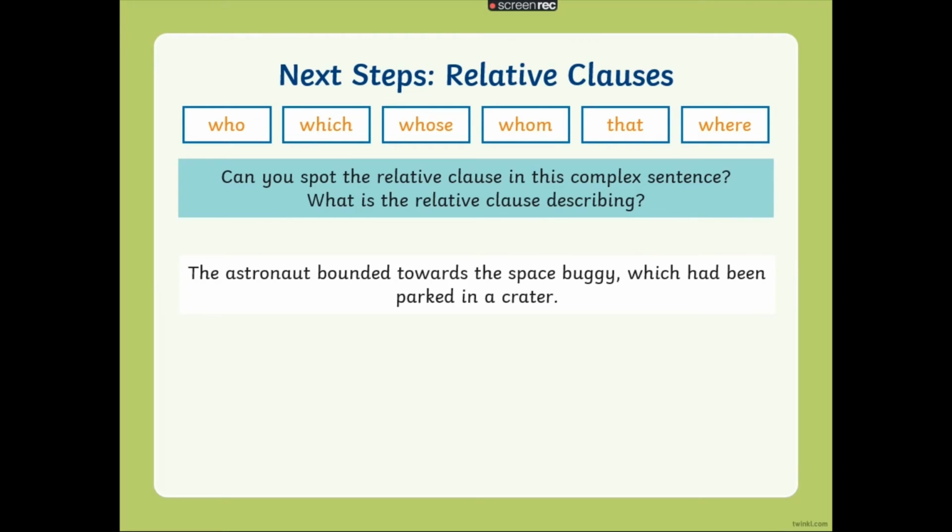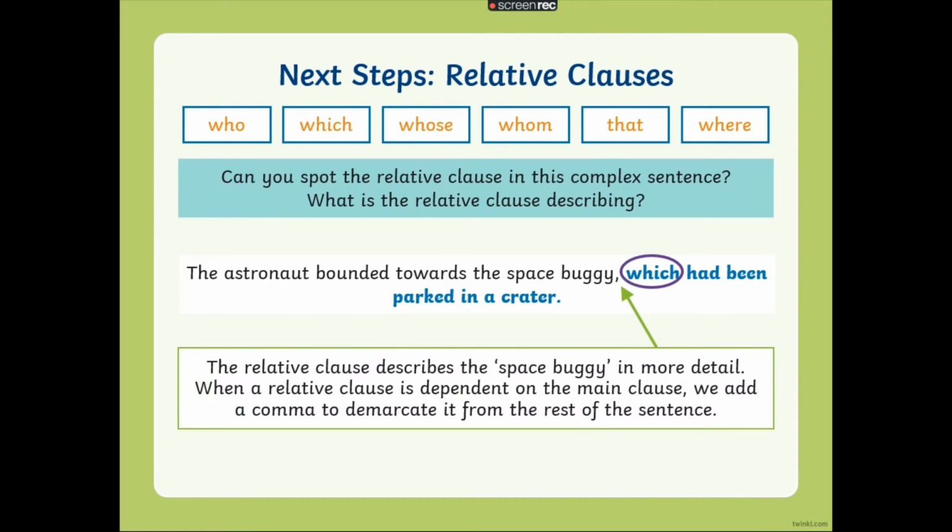The astronaut bounded towards a space buggy, which had been parked in a crater. Where's the relative clause here? It is indeed there. The relative pronoun is which, and what is it describing in more detail? Well, it is describing the space buggy in more detail.